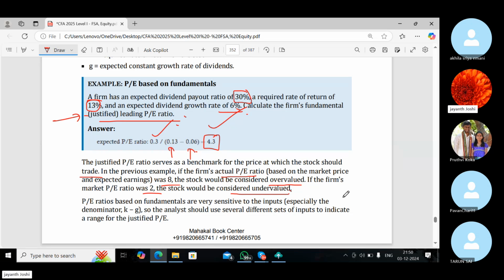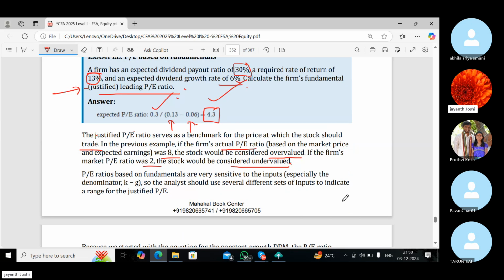Okay, so that's what they are saying. You can compare: the justified PE ratio serves as a benchmark for the price at which the stock should trade. Let's say this is 4, and we will see the stocks' PE ratio above this and below this. This is the expected PE ratio.